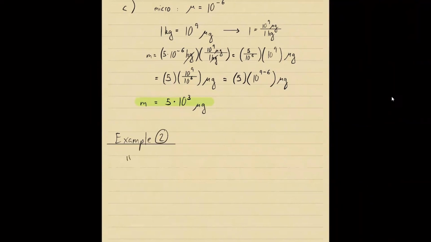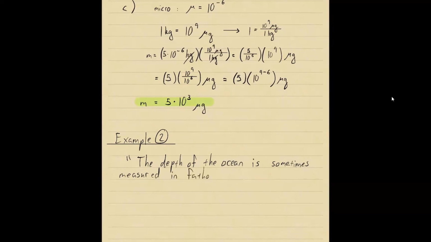So the second example says that the depth of the ocean is sometimes measured in fathoms. And the problem says that 1 fathom is equal to 6 feet, because why not?